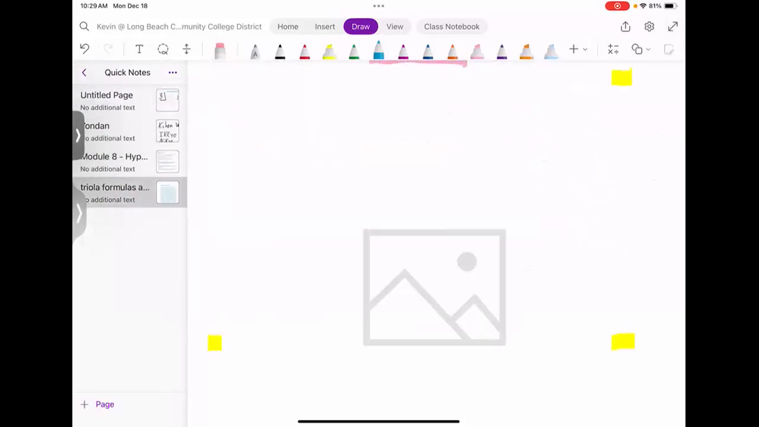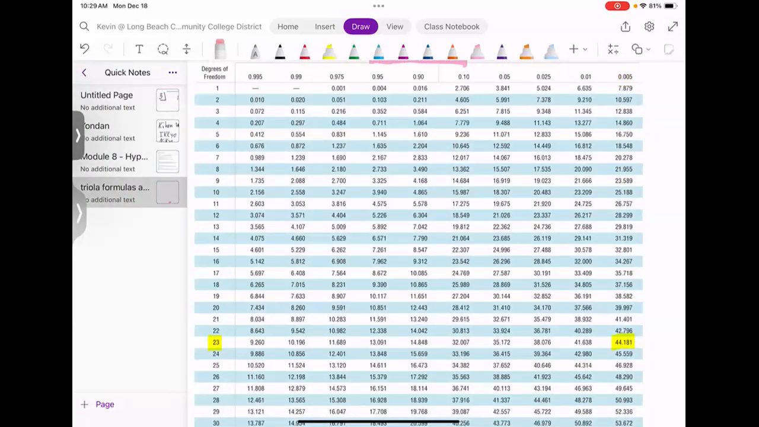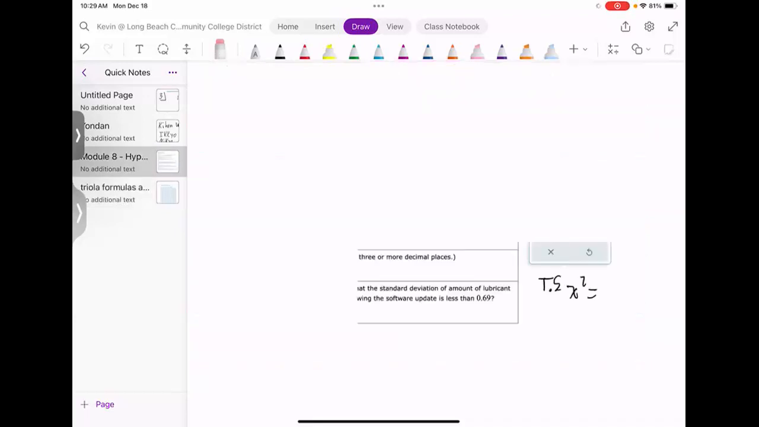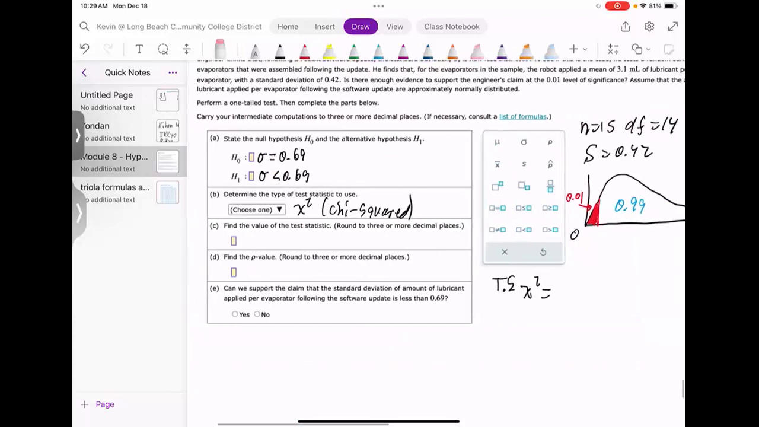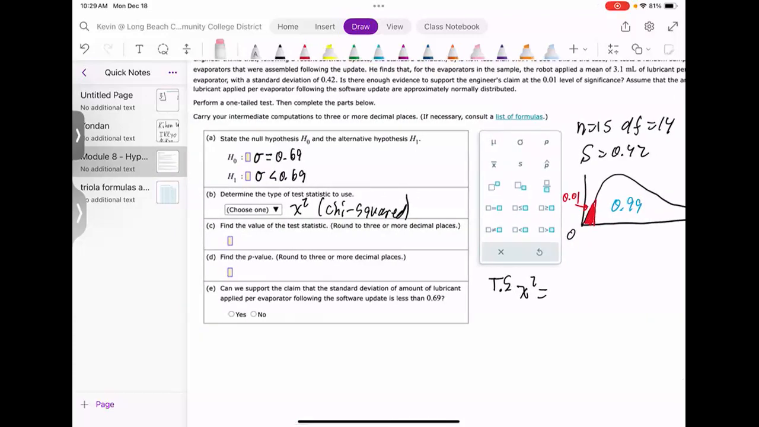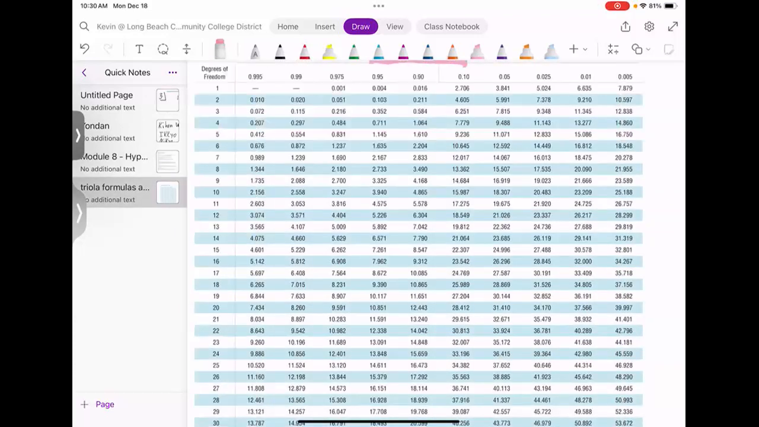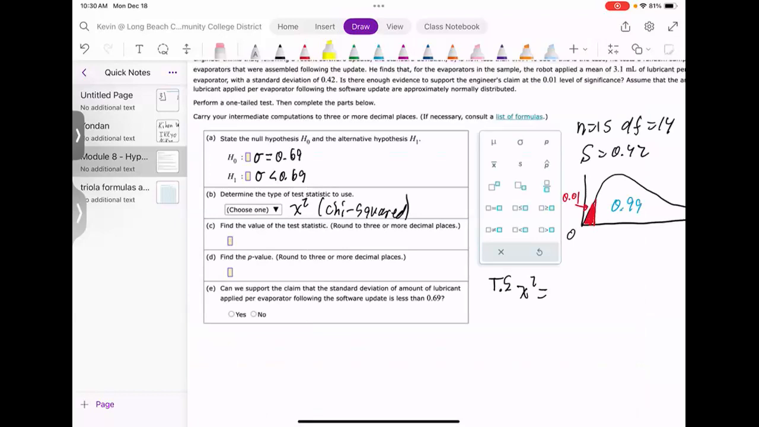Let's get our table. All right, so once again, our degrees of freedom is 14 and 0.99. So we're looking at 4.660. So let's go back.